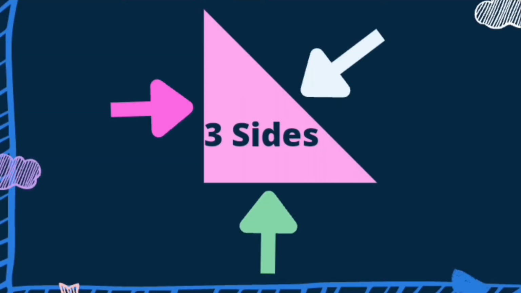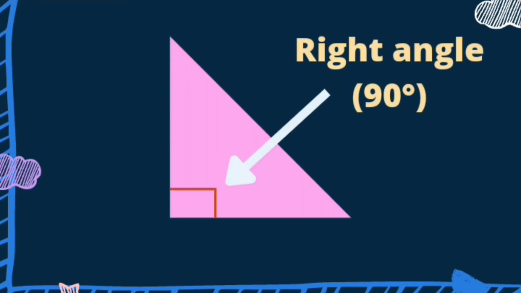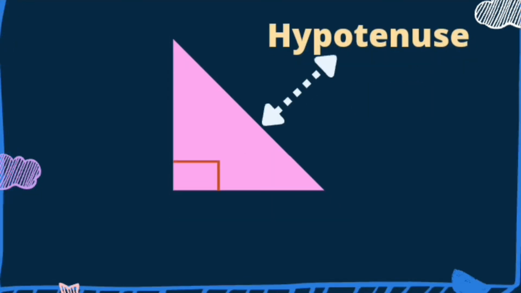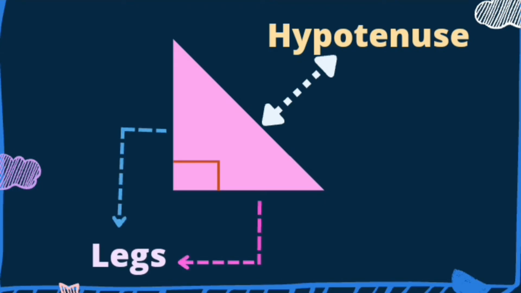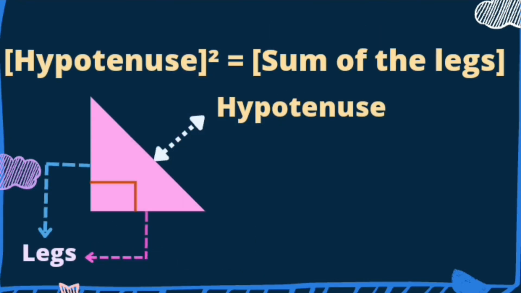Consider a right-angled triangle with three sides and a right angle. The side that is opposite the right angle is called the hypotenuse, and that is the longest side of the triangle, and the two other sides are the legs. So Pythagoras established the fact that the square of the hypotenuse is equal to the sum of the squares of the two legs.